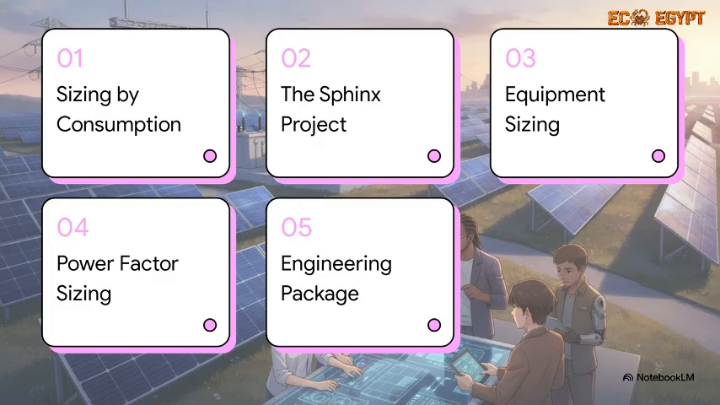All right, here's our roadmap for today. 1. Sizing PV by consumption. 2. The 4.1 megawatt peak Sphinx project. 3. Step-by-step equipment sizing. 4. Power factor correction sizing. And 5. Delivering the engineering package. Let's dive right in.